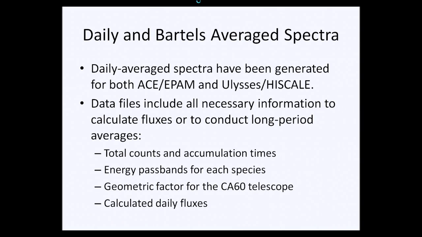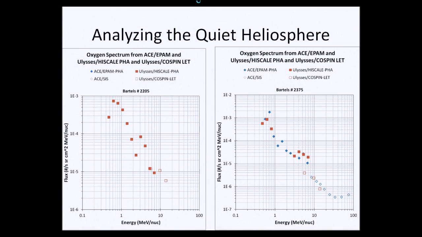Here we show two oxygen spectra averaged over Bartels rotations 2205 in early 1995 and 2375 in mid-2007. These two periods of time were, of course, during solar minimum, so we're looking at a very quiescent time in between events. By carefully filtering out event-bearing days, one could improve upon these spectra, extending the integration time and producing a more finely resolved quiet time spectra.